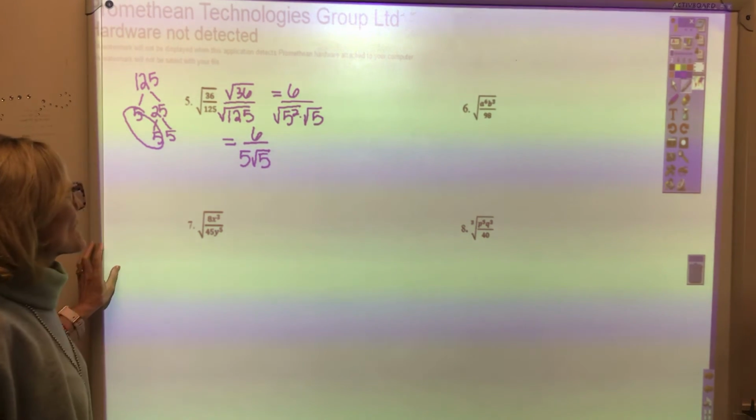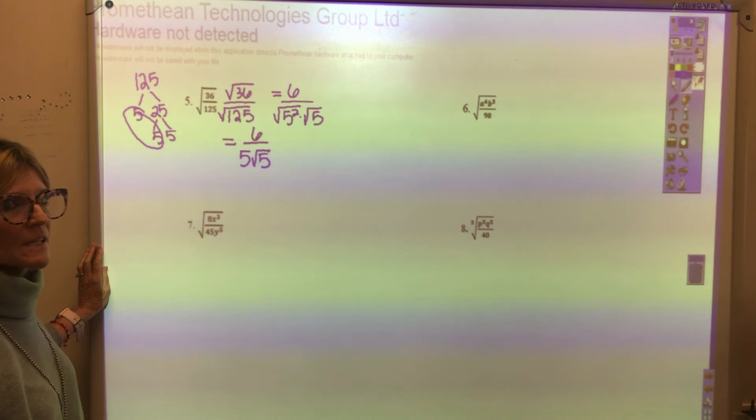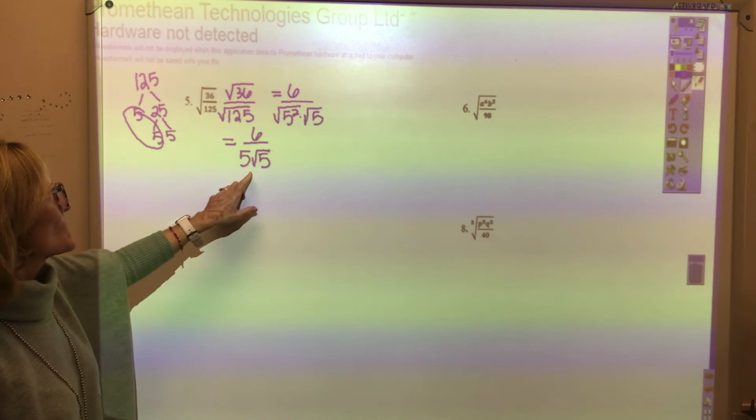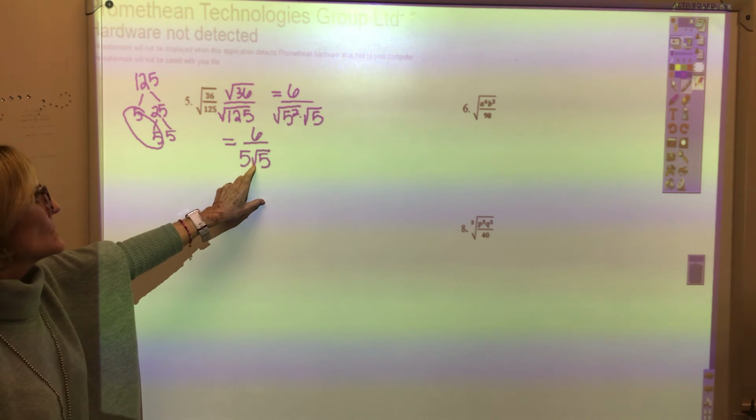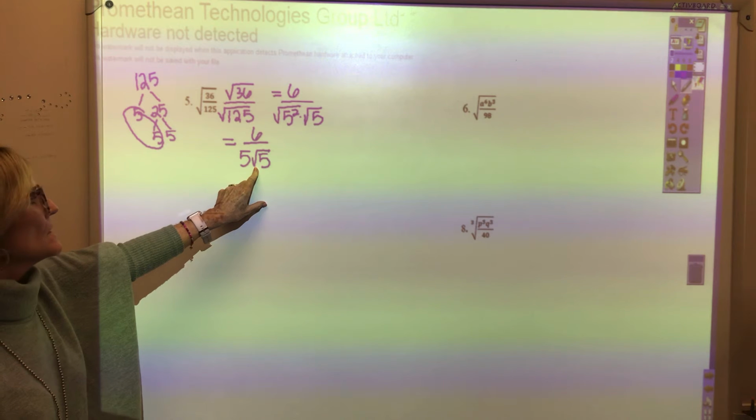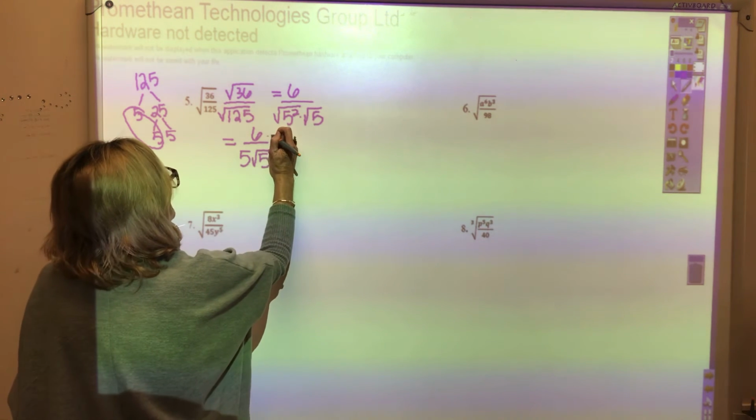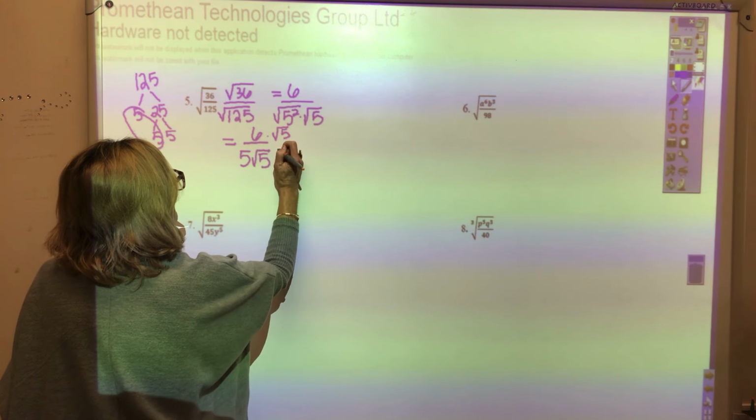And then when it's said to rationalize the denominator or to get rid of the radicals, what you would do is if it's square root, then it would take 2 of these to get rid of the radicals. So I'm going to multiply the numerator and the denominator both by the square root of 5.